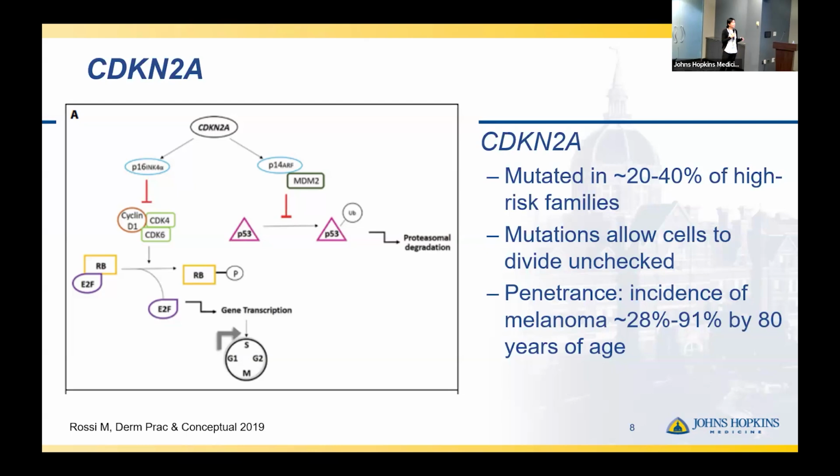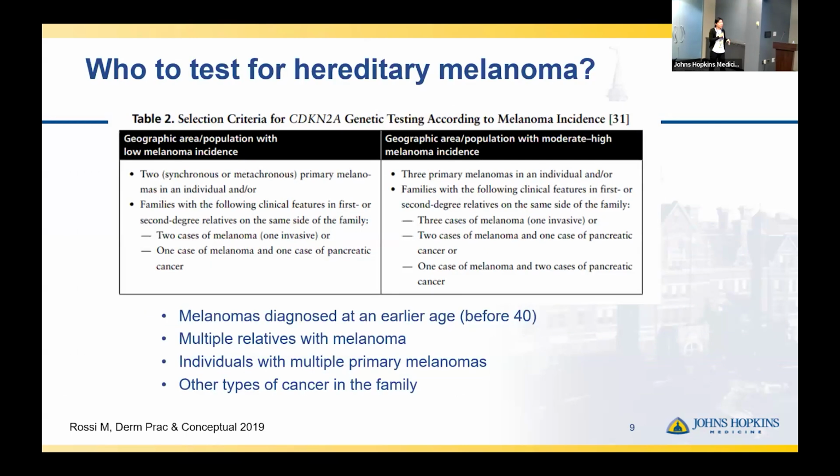abnormally. The penetrance for individuals who carry a germline CDKN2A mutation varies, in some studies, from as low as 28% to more than 90% by 80 years of age. So basically, if you have this mutation, it means by age 80, up to 90% of those individuals will have an experience of melanoma. So who to test for hereditary melanoma?